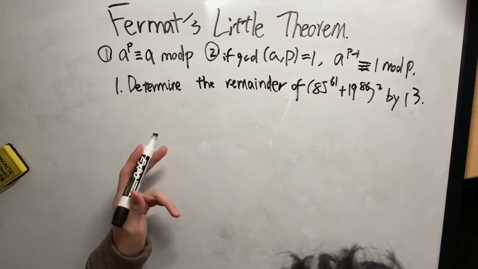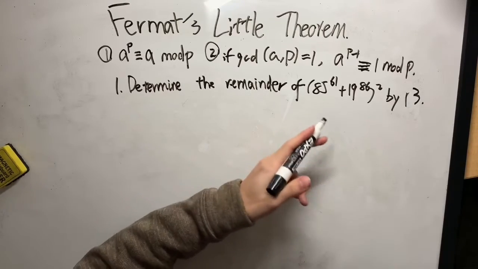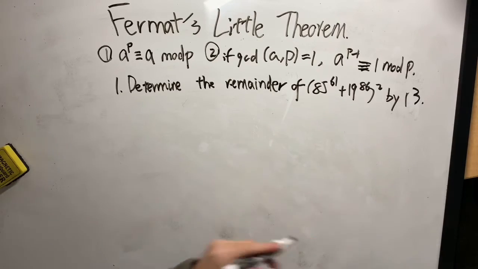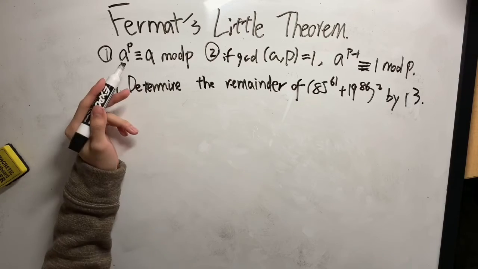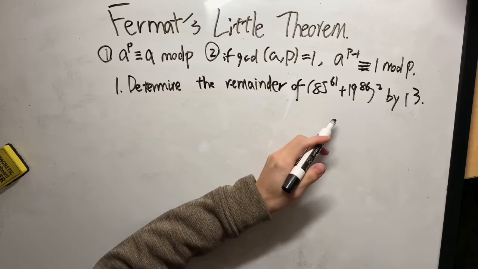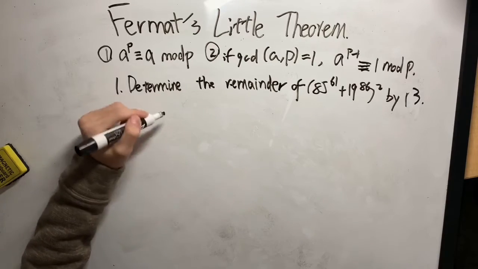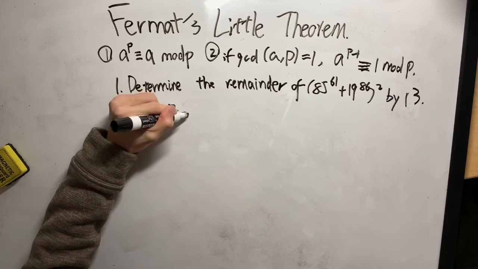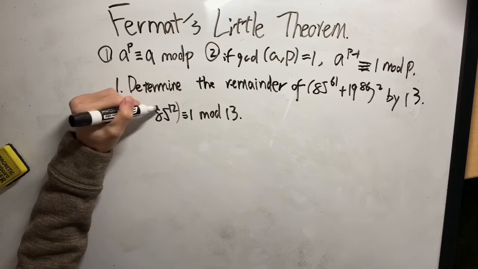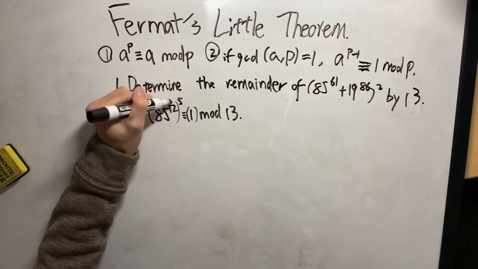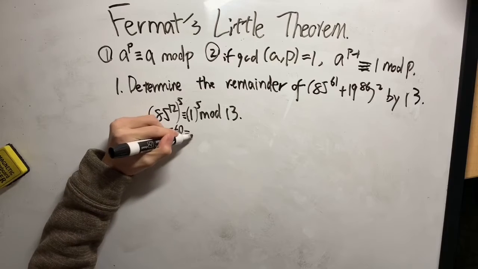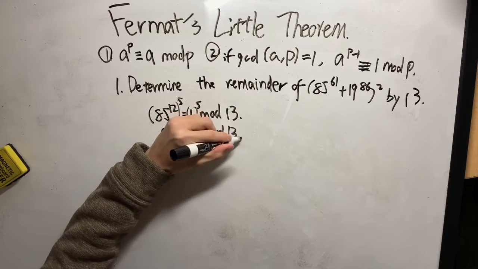The first one is to determine the remainder of 85 to the 61 plus 19 to the 86, all of them to the power of 2, divided by 13. So from Fermat's theorem, we know that 85 and 13, or 19 and 13, are relatively prime, so we can use the theorem. So the theorem says that 85 to the 12 is congruent to 1 mod 13. Thus, 85 to the 12 to the 5 is congruent to 1 to the 5 mod 13, which is 85 to the 60 is congruent to 1 mod 13.